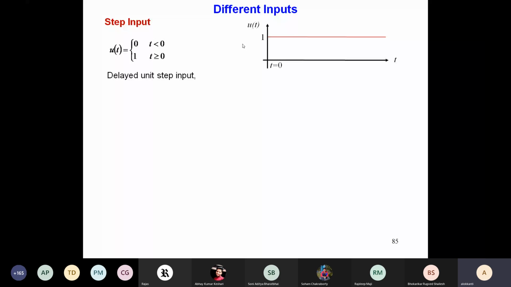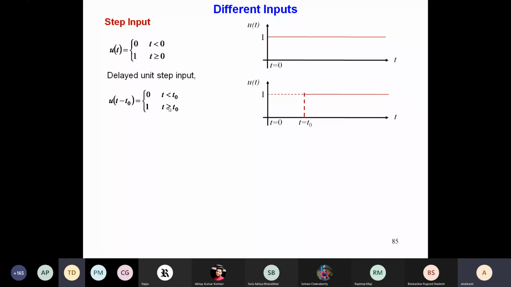So a delayed unit step input, as you see the word delay, is signified by u(t minus t naught). That means the value is 0 for t less than t naught, and for t greater than t naught the value is 1. It basically looks like this. So basically the switching was delayed here.